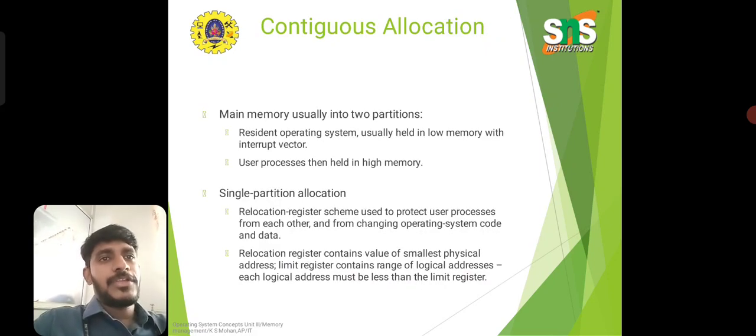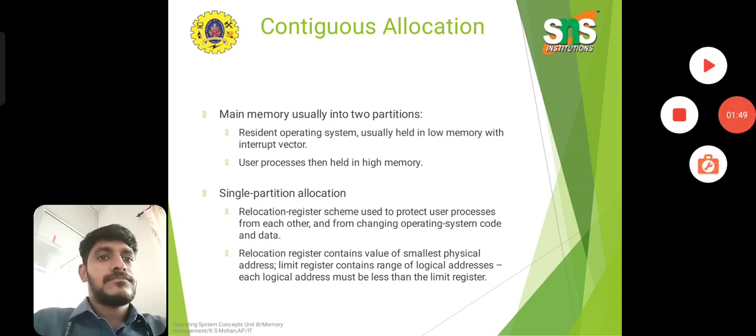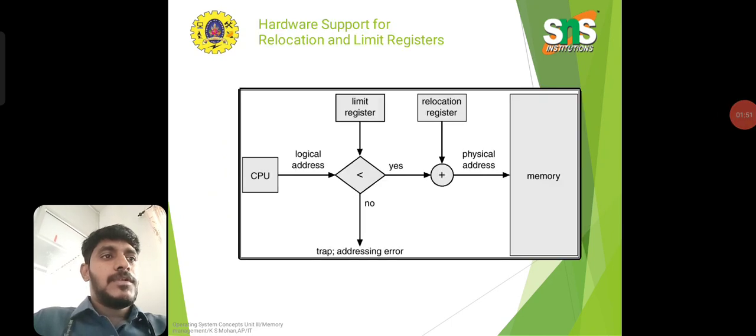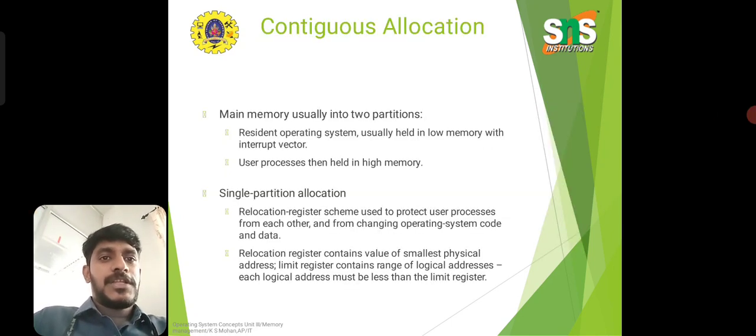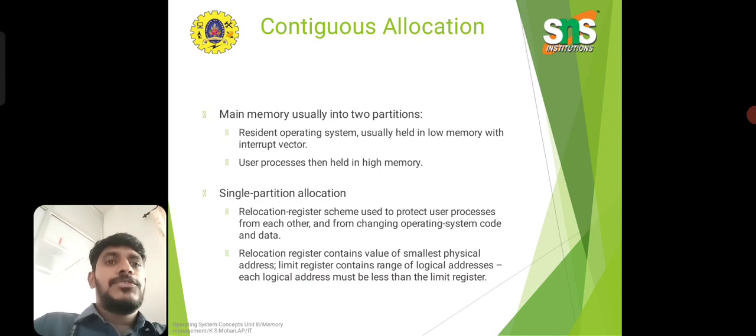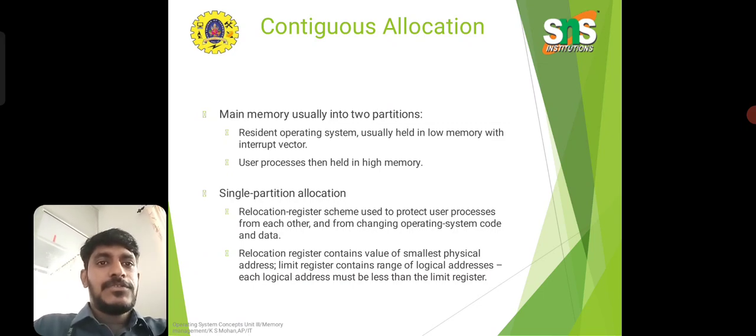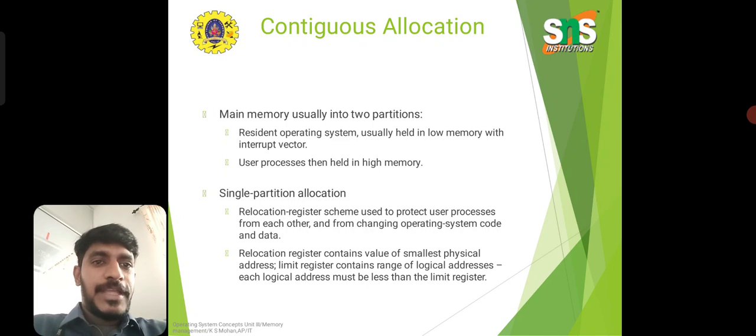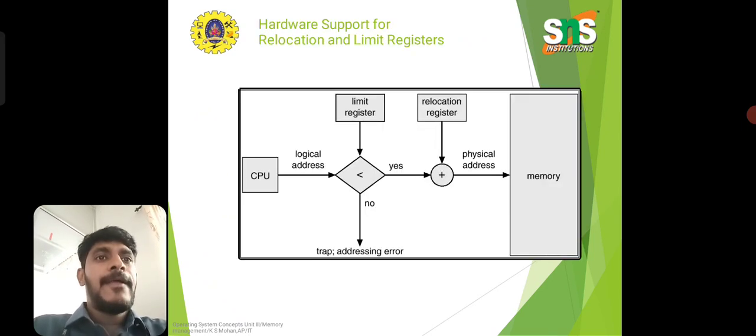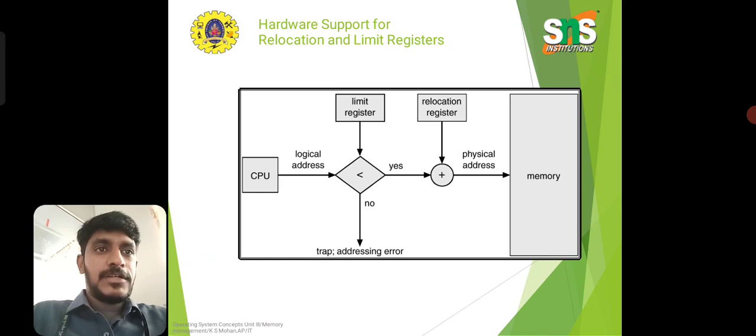Next we have contiguous allocation. In contiguous allocation, main memory is usually divided into two partitions: the resident operating system and the user processes. In single partition allocation, a relocation register scheme is used to protect user processes from each other and from changing operating system code and data. The relocation register contains the value of the smallest physical address. The limit register contains the range of logical addresses. Each logical address must be less than the limit register.